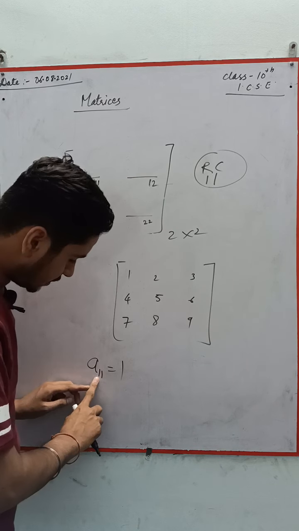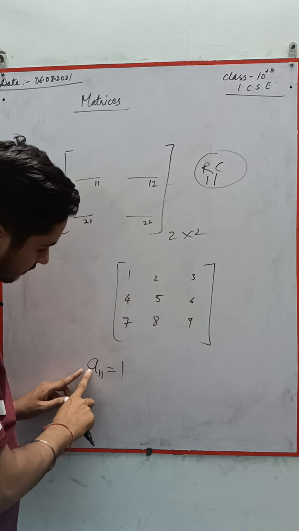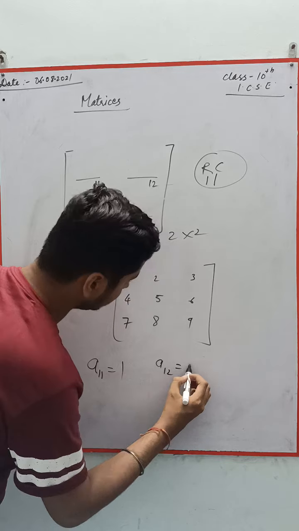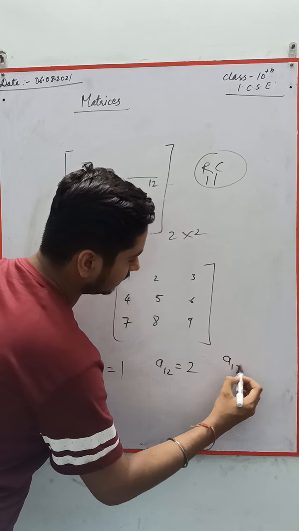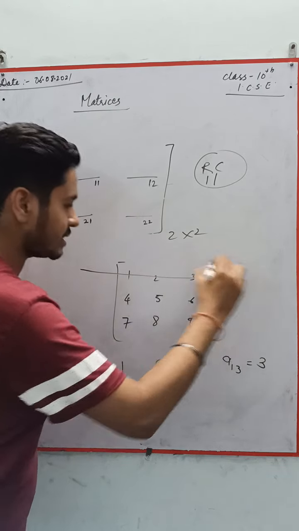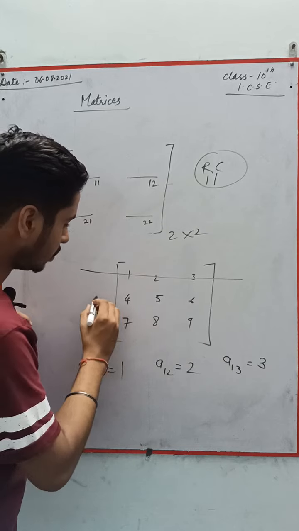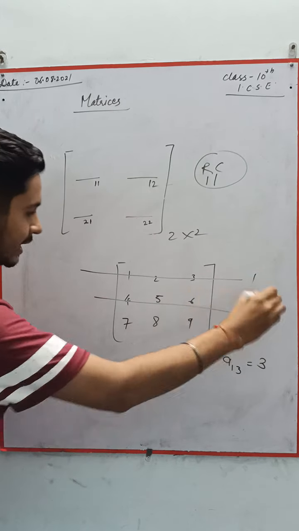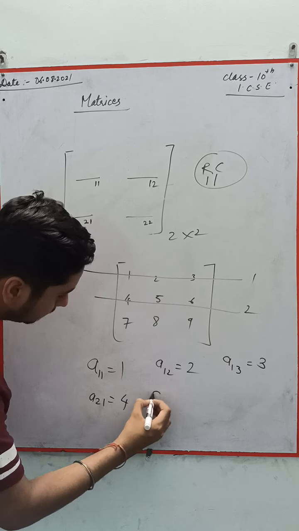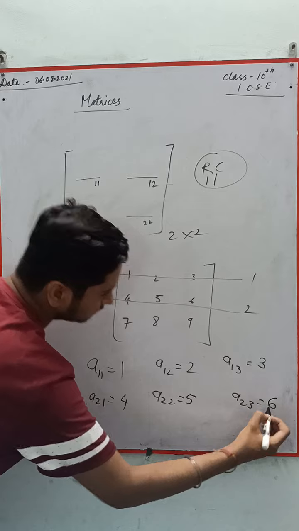Actually, this is first row, first column. So I am giving this as A11, which is 1. This will be A12, which is 2. This is A13, which is 3. Are you able to understand that the first row is the same and the columns are changing? Now you have the second row and 1 2 3. So similarly, A21 is 4. A22 is 5 and A23 is 6.